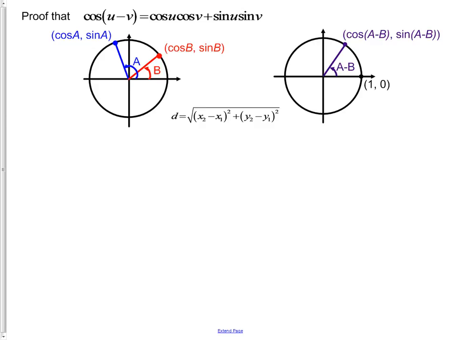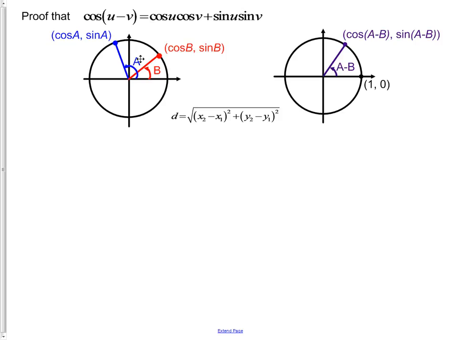Well, no identity is going to be worth its weight unless we're able to prove it. And so I'm going to go through and we're going to talk about a proof of the quantity cosine of u minus v is equal to cosine of u, cosine of v, plus sine of u, sine of v. And in this case, I'm actually replacing u and v with a and b. It still works the same way, but we need to isolate a few things.